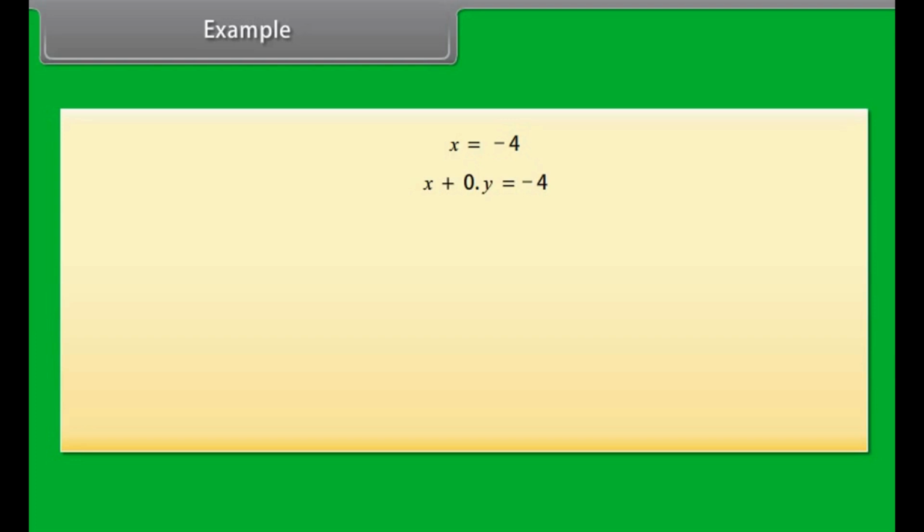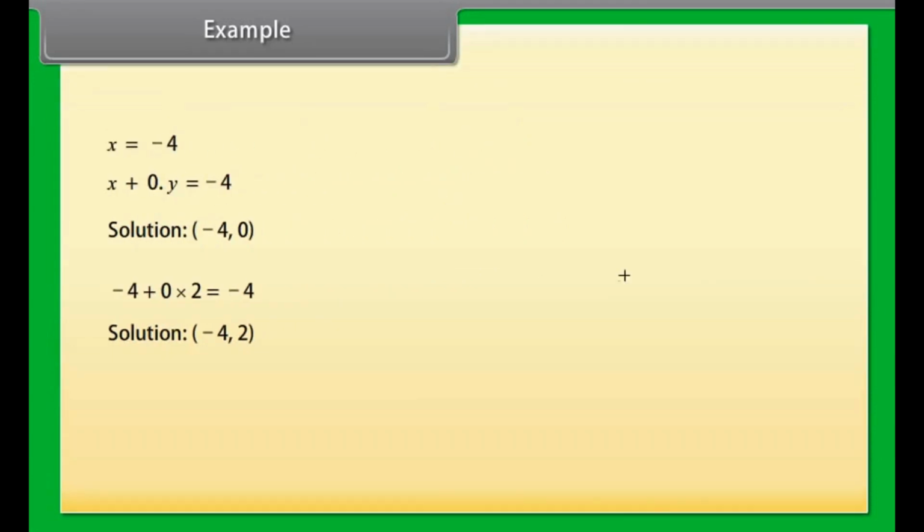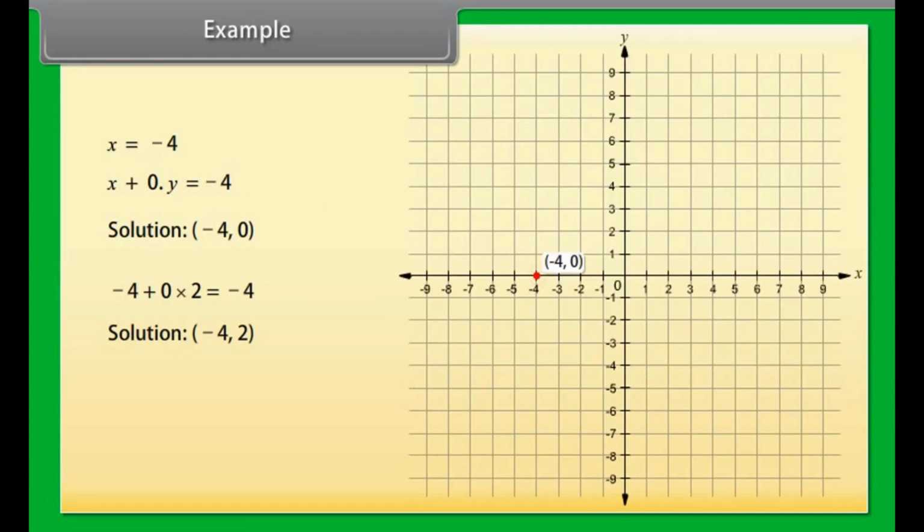And this becomes a linear equation in 2 variables. So the equation reduces to x is equal to minus 4. So we get the first solution of the equation, that is (-4, 0). Since the value of y can be anything, the other solution of the equation is (-4, 2). Now mark these points on the graph. This is (-4, 0), and this is (-4, 2). Join these points. We can see that the graph AB is a line parallel to the y-axis and at a distance of 4 units to the left of it.